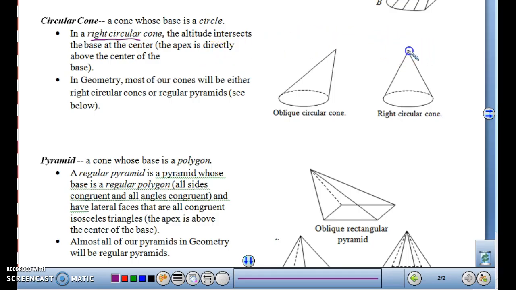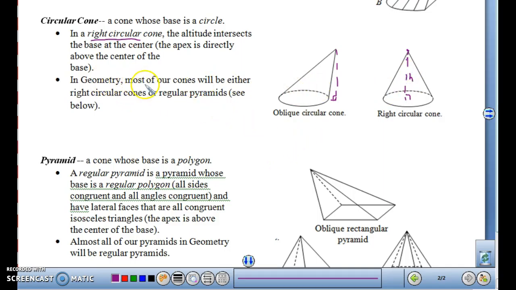So basically, if it's a right circular cone, this is your apex. Your altitude is right there, and it's perpendicular to the base, like so. On an oblique cone, the altitude is actually out here. So the height would be here down to the base, and that would be perpendicular. So either way, that would be the altitude.